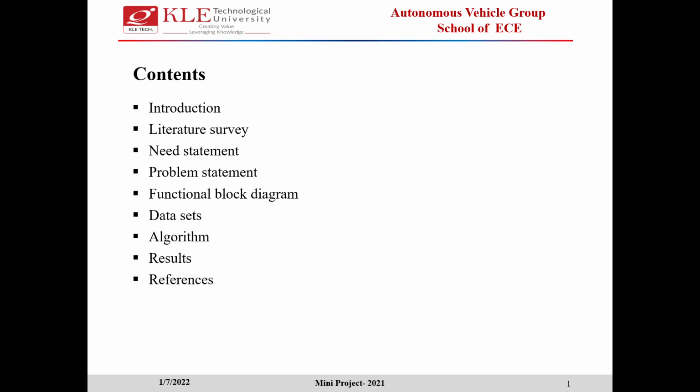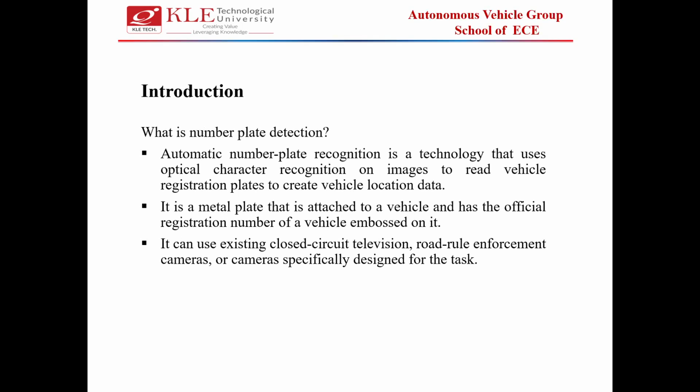So our presentation includes introduction, literature survey, need statement, problem statement, functional block diagram, data sets, algorithm, results and references. So firstly, let's move towards the introduction. So what is number plate detection? Automatic number plate recognition is a technology that uses optical character recognition on images to read the vehicle registration numbers in order to create the vehicle location data.